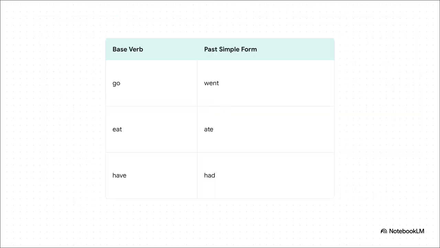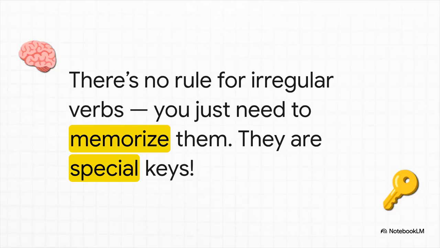And look at how common these verbs are. We use words like go, eat, and have constantly, every single day. That's why knowing their unique past forms, went, ate, had, is so crucial for just having a normal conversation. And I'm going to be real with you here. There's no magic formula for these. The best way to learn them is just to memorize them. But the more you read and listen to English, I promise, the more natural they're going to feel.